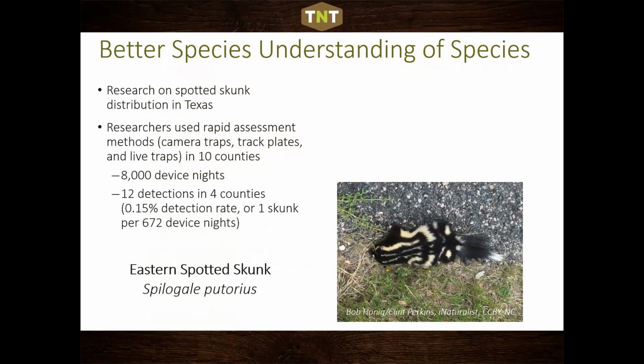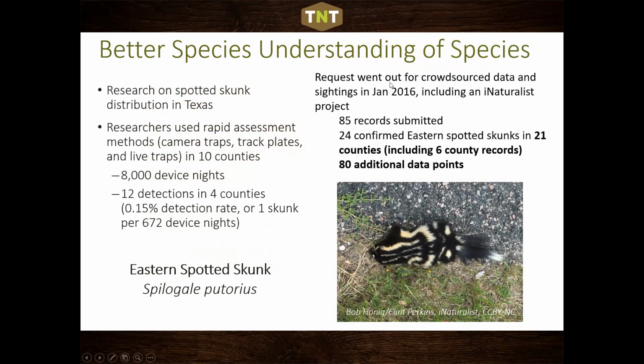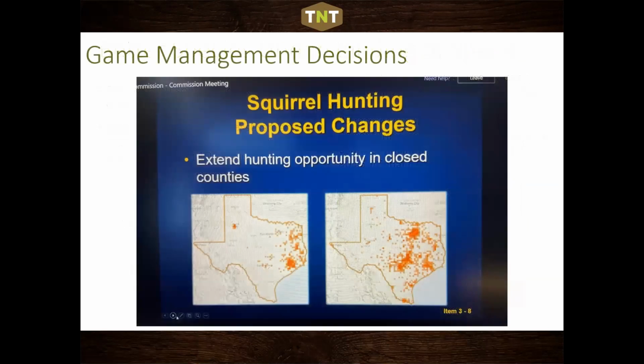Here's an example of a specific species. Typical research was done where they put out traps and cameras trying to document the eastern spotted skunk. Over 8,000 device nights, they got 12 detections in 4 counties out of 10. At the same time, they went out to the public and said, help us out. They ended up with more records than they otherwise would have got, in more counties than they were able to sample, including brand new records in 6 counties. So again, community science is powerful when it's used for conservation.